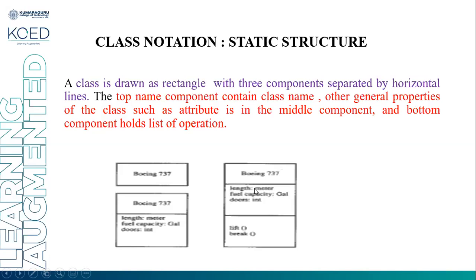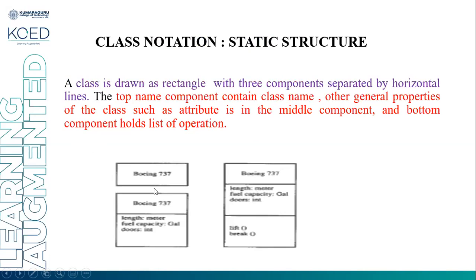So length, colon, the type of the length is meter. The fuel capacity is in gallons. The number of doors is an integer. So the second compartment stands for attributes. The third compartment is for methods. Lift and brake are known as methods. So actually the class name is mandatory and the remaining two compartments are optional.